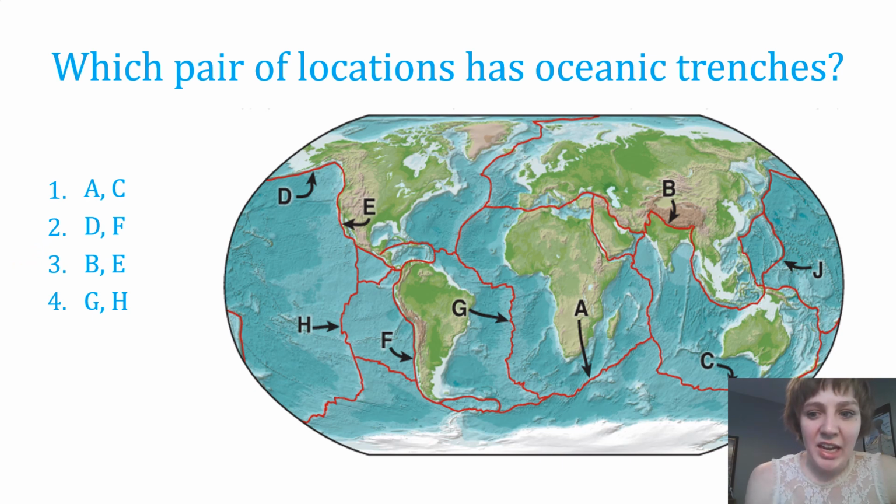Finally, G and H. All right, well, G, once again, middle of the ocean. So what is that? That's a ridge. That's the spreading center. That's oceanic divergence. And H, same thing.